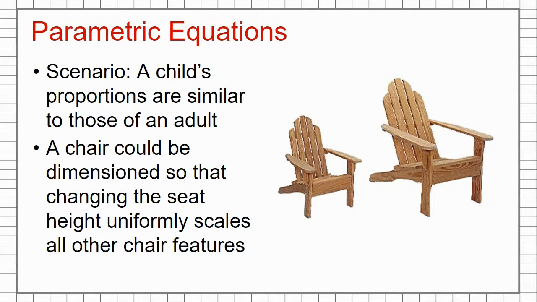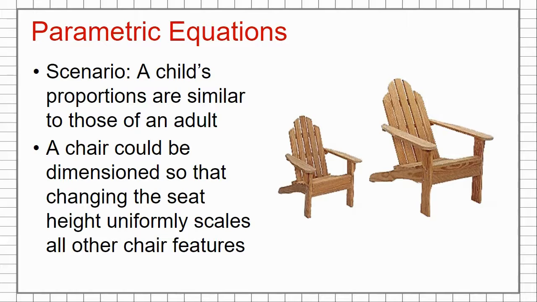Then you wouldn't have to go along and re-enter new values for each and every dimension of the model. You'd be able to adjust one dimension, like for instance the height of the seat off the ground, and all of the related dimensions that follow would automatically update. You'd end up with a proportionally appropriate chair.